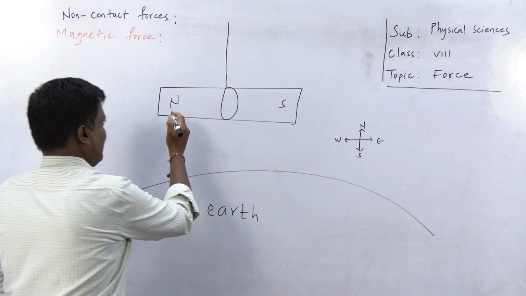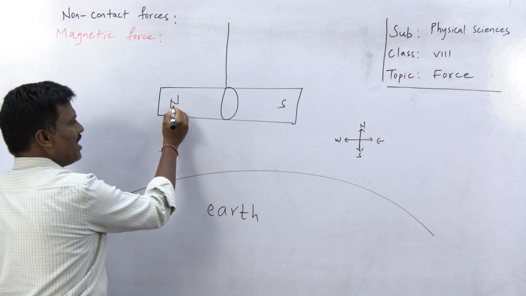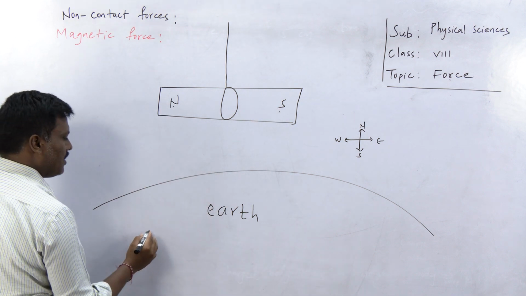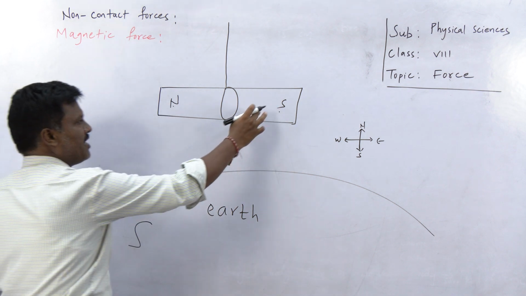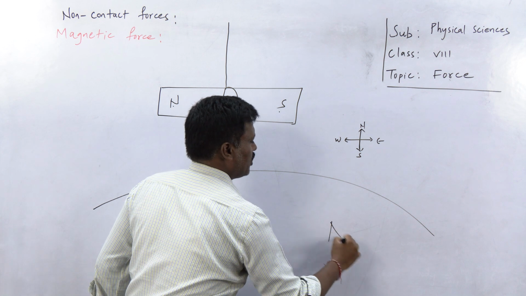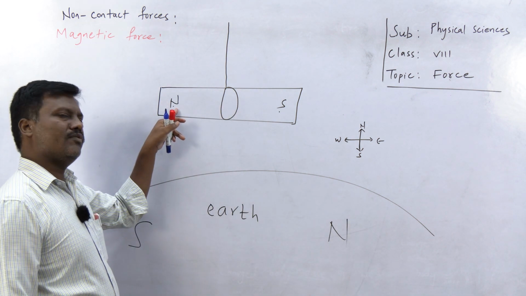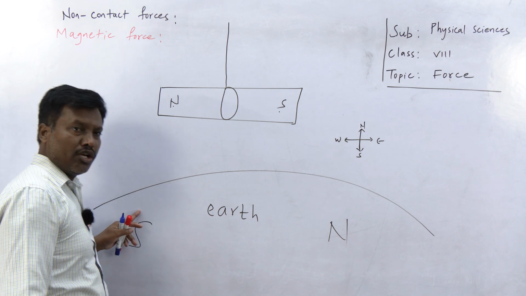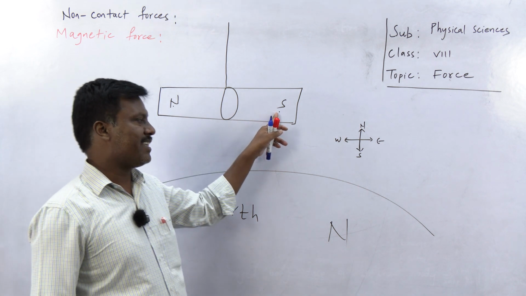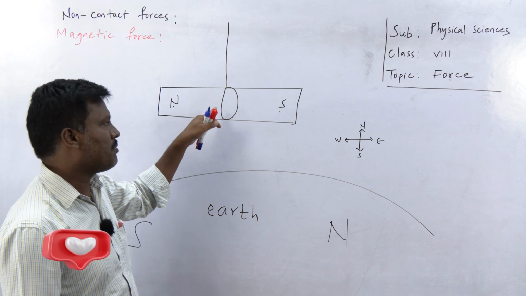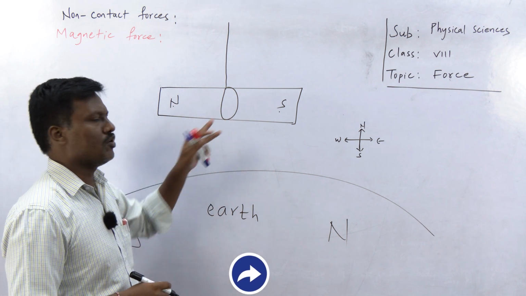Now I will make it clear. This is the geometrical north direction and this is the geometrical south direction. In the geometrical north direction the earth has the south pole, and in the geometrical south direction the earth has the north pole. That is why, when we suspend a bar magnet, the north pole of the bar magnet is attracted by the south pole of the earth, and the south pole of the bar magnet is attracted by the north pole of the earth. That is why the suspended magnet comes to rest showing north and south.